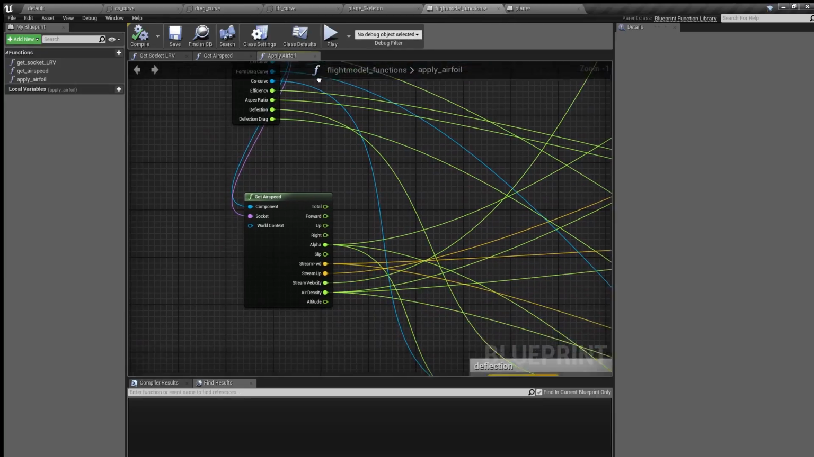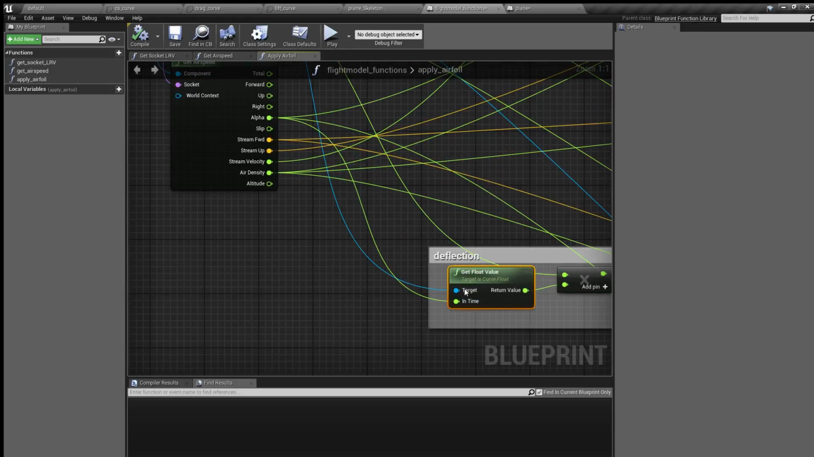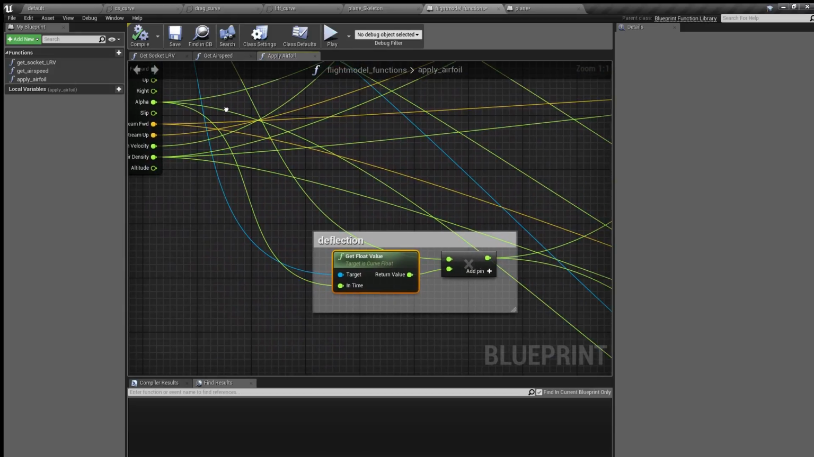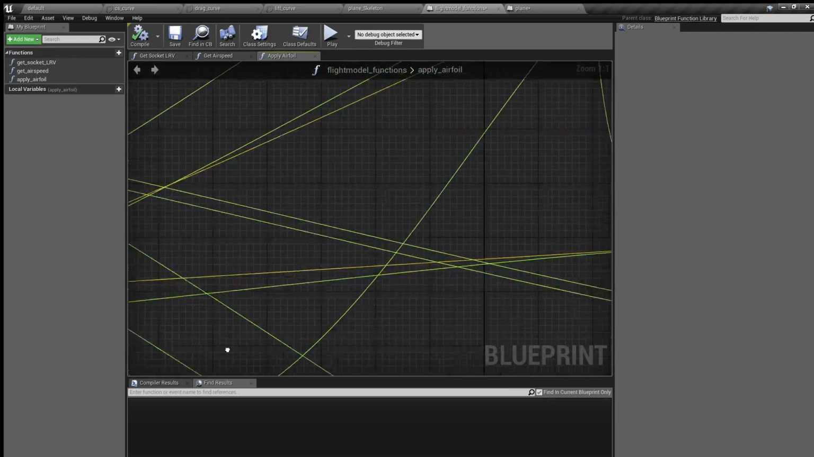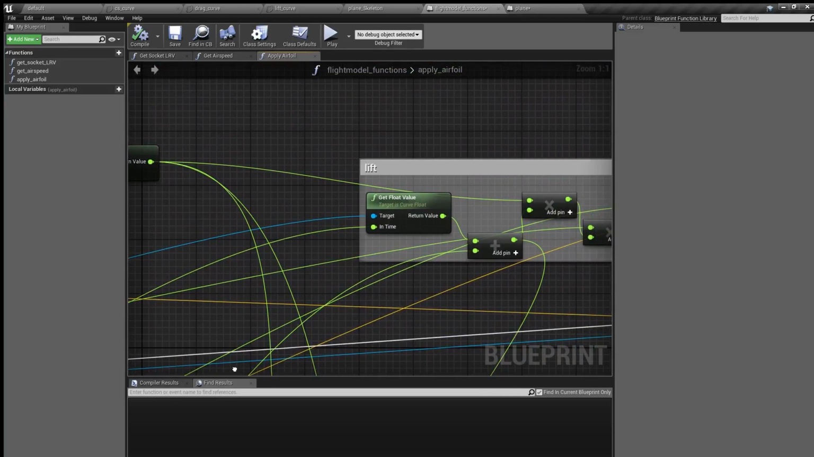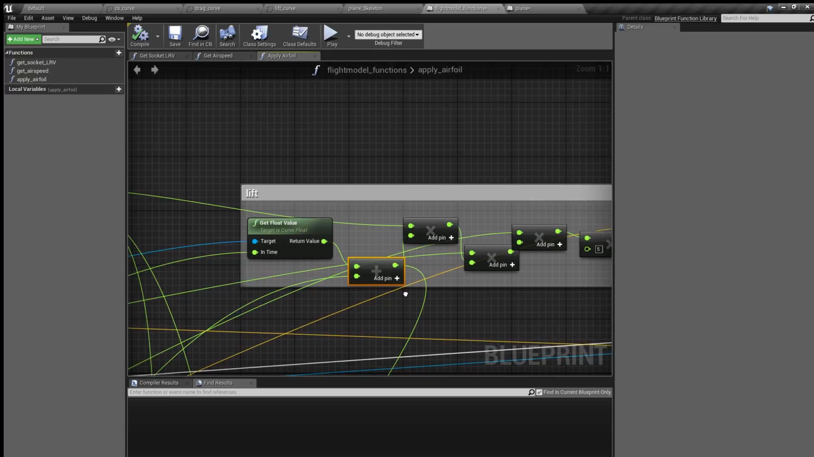Here it is. So I get the float value of the selected curve. In this case, this is the control surface effectiveness. I'm going to multiply it by how much the control surface is currently deflected, and of course add it to the lift. This is the extraction of the value of the lift curve, and the added control surface.